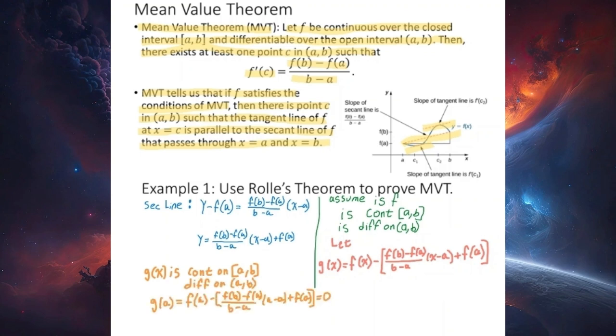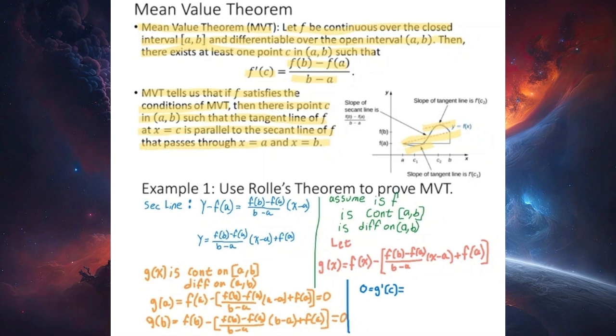Furthermore, g(a) would equal f(a) minus f(b) minus f(a) over b minus a times a minus a plus f(a), which simplifies to 0, since a minus a is 0. Since g(a) and g(b) both equal 0, all of the conditions of Rolle's theorem have been met. So by Rolle's theorem, we know that there's some c in (a, b) where 0 equals g prime of c.